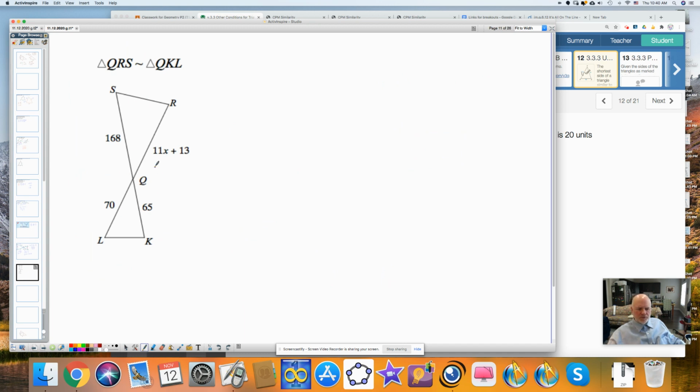Here we have a question. These are congruent. That means that this is congruent to this. Let's see. The R matches up with K. So this matches up with this. I'm going to redraw the second one so it has a like configuration. It only takes a second, and it saves me a lot of trouble of getting things wrong. Between the two is 65. Next to this one is 70. So I have 168 is to 70 as 11x plus 13 is to 65.